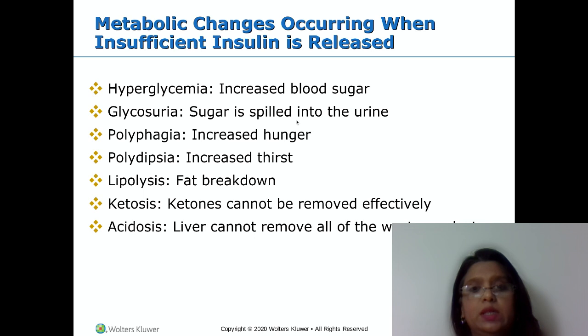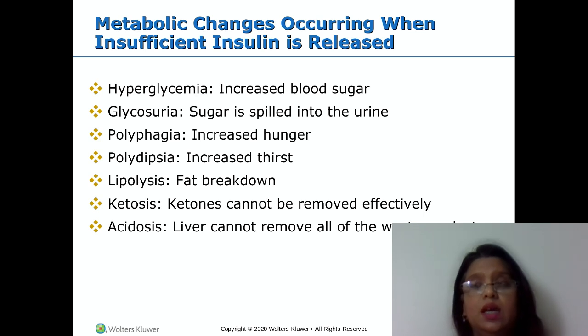Glycosuria, this is sugar spilled into urine. Polyphagia, increased hunger. Polydipsia, increased thirst. Lipolysis, fat breakdown. Ketosis, ketones cannot be removed effectively. Acidosis, liver cannot remove all the waste products. So there are 3 signs of diabetes. If someone has diabetes mellitus, they will have polyphagia, polydipsia, and polyuria. Polyphagia means they want to eat a lot. Polydipsia, they're thirsty. And polyuria is they pee a lot. Those are 3 signs of diabetes mellitus, right?